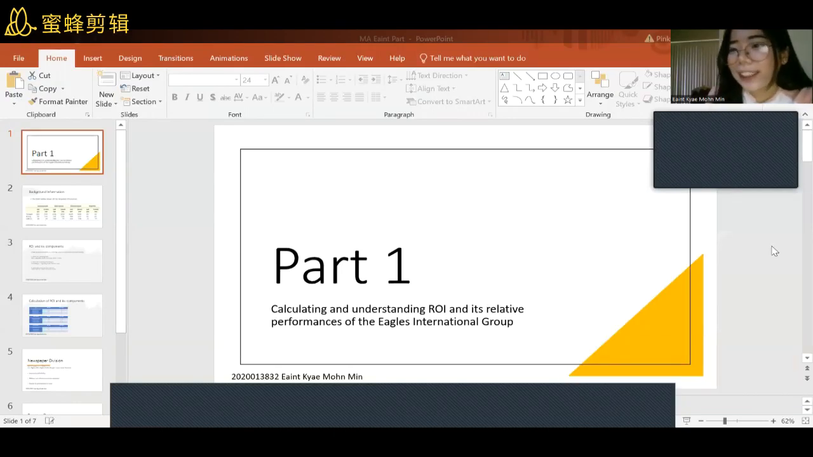Hi everyone, this is AJ Momin, and for my part, I'm here to calculate the ROI and its components. It's about understanding this ROI and its relative performance for the Eagers International Group.